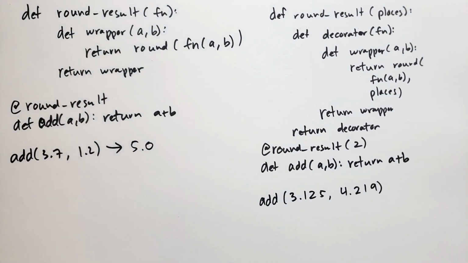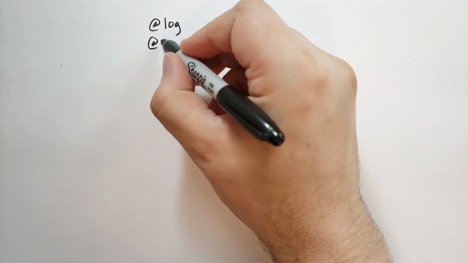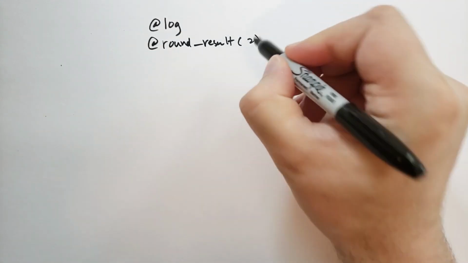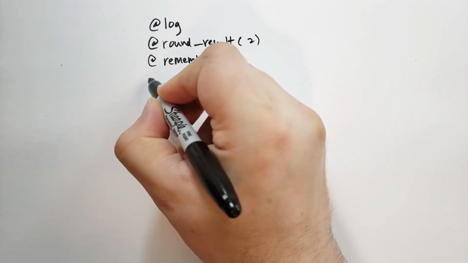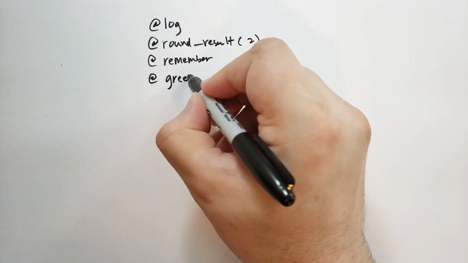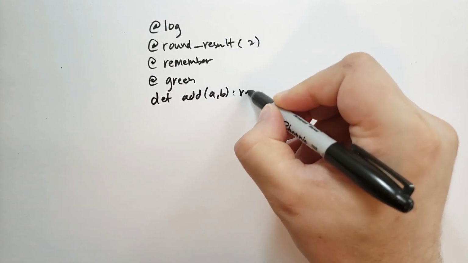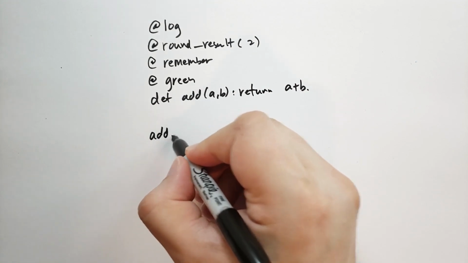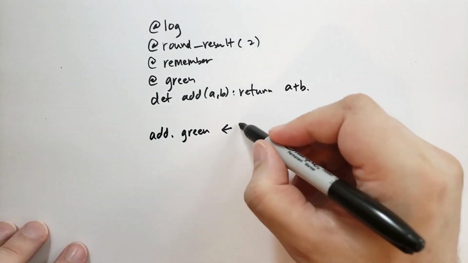The last thing I want you to try is do something insane, like go like this. Go at log at rounds result, let's say 2, okay, at remember, and let's do at green, and let's define our add function there. All right, you'll note that if you do add.green, this will give you an exception. It's going to say attribute error.